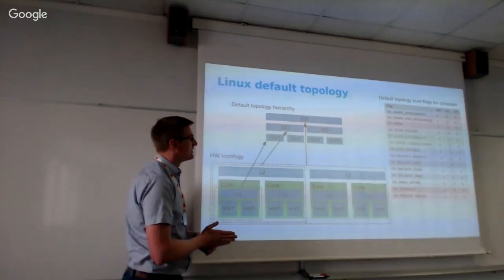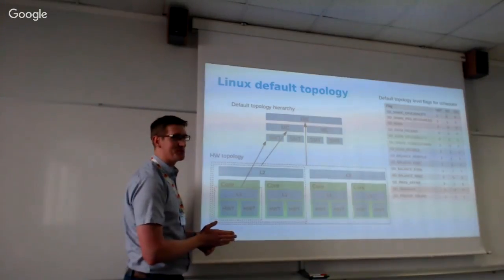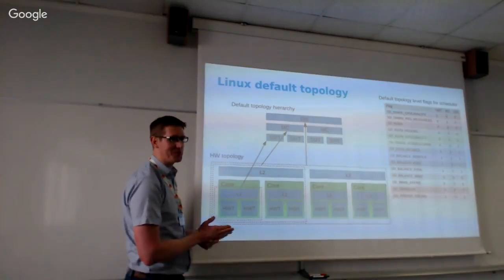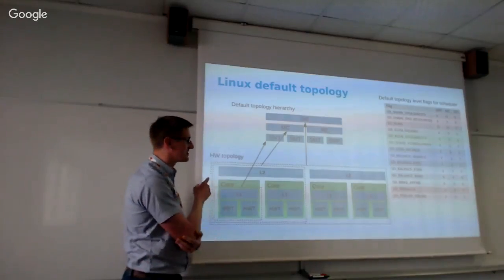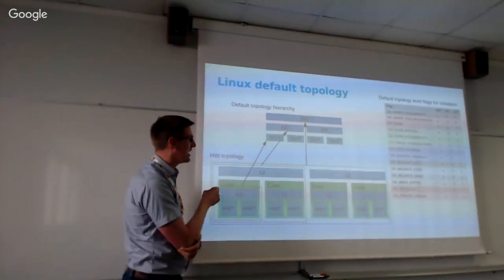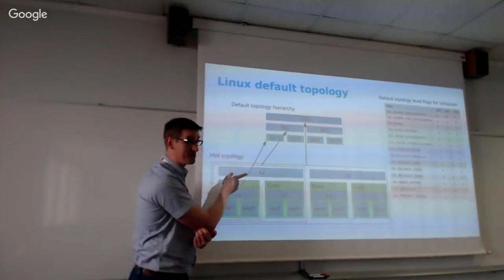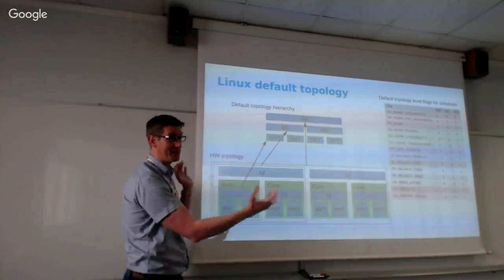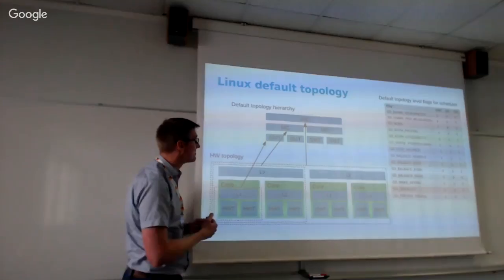So I think it's a bit of a hybrid of what exists in the Intel world and what exists in the ARM world today, because in ARM, it is still quite normal to have level twos which are not package-wide. You actually have them per cluster.